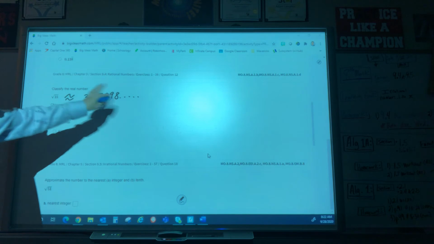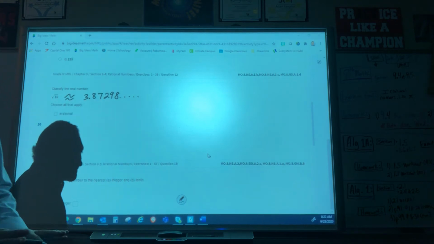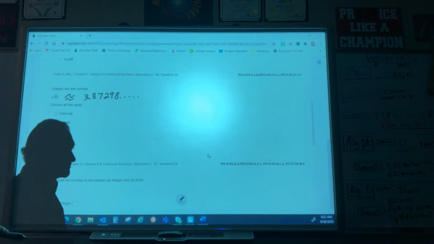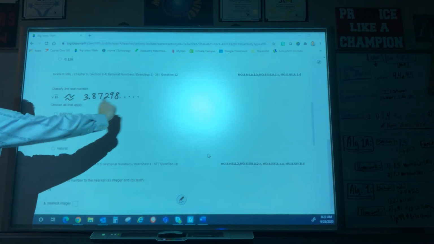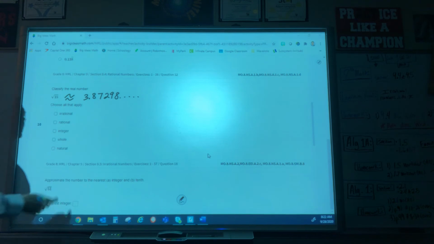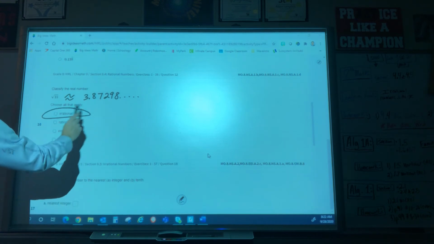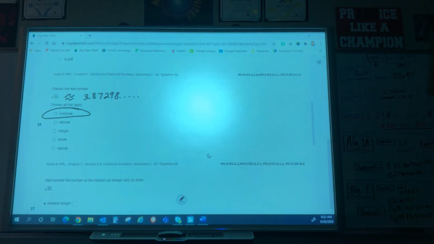So again, if I saw a pattern, I could stop and say that's a rational number. Any repeating decimal is a rational number. Anything that uses bar notation is a rational number. But numbers that go on forever without a pattern, like pi, are irrational. Again, it's irrational because it goes on forever and there is no pattern.